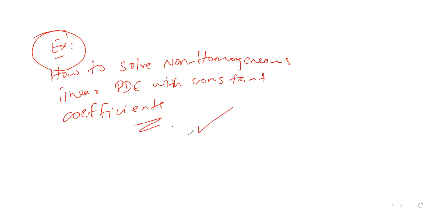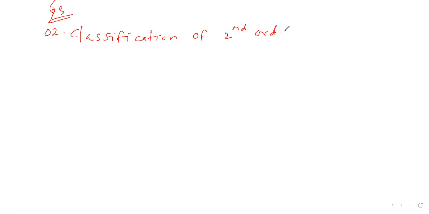So let's continue our chapter 3 with section 2. I couldn't find some time to type the things, but I would like to write it, so please write with me. Our section 2 in chapter 3 is classifications: classification of second order PDE.